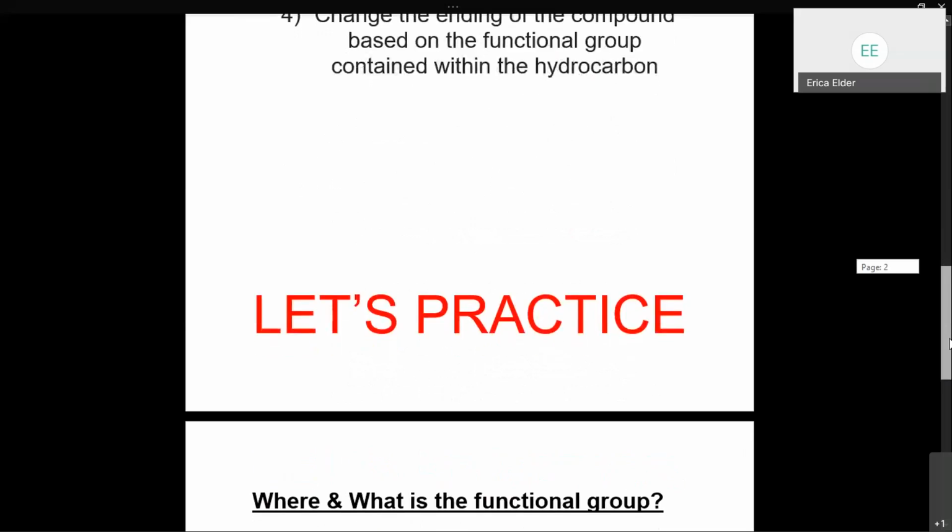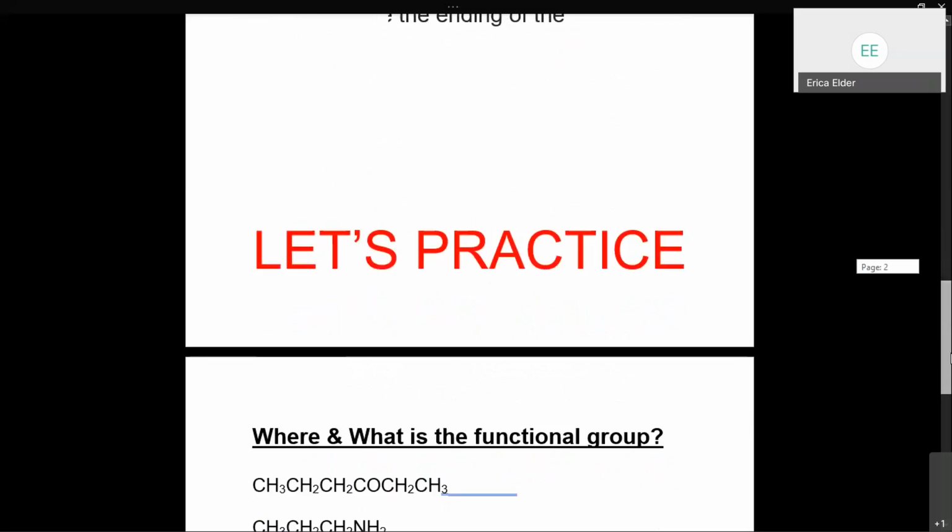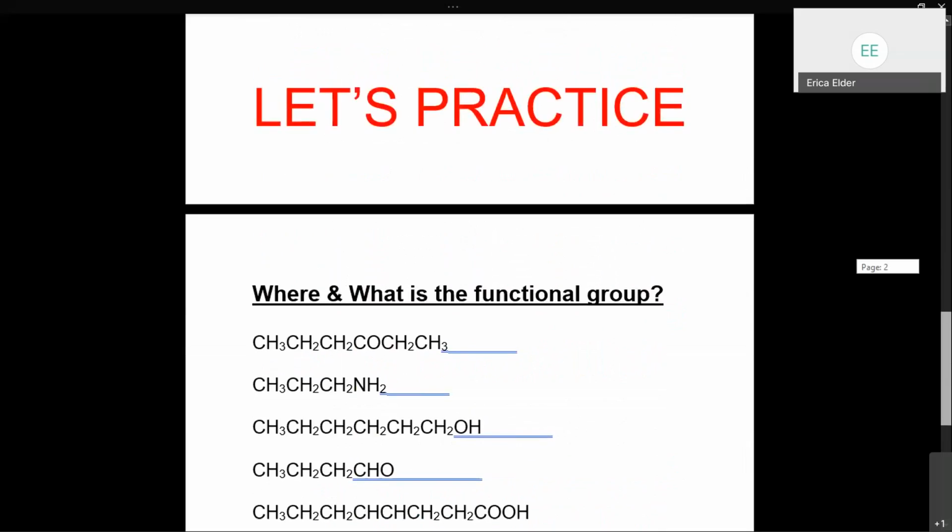Oh, I'm sure you all say the dreaded let's practice. So let's see here. The first task that we are going to be doing is where and what is the functional group. So when looking at our condensed formulas, we should be able to find the anomaly or the thing that is different from our normal plain hydrocarbons. And we know that plain hydrocarbons by the name contain only hydrogen and carbon. So we're going to be looking for the items that are different.